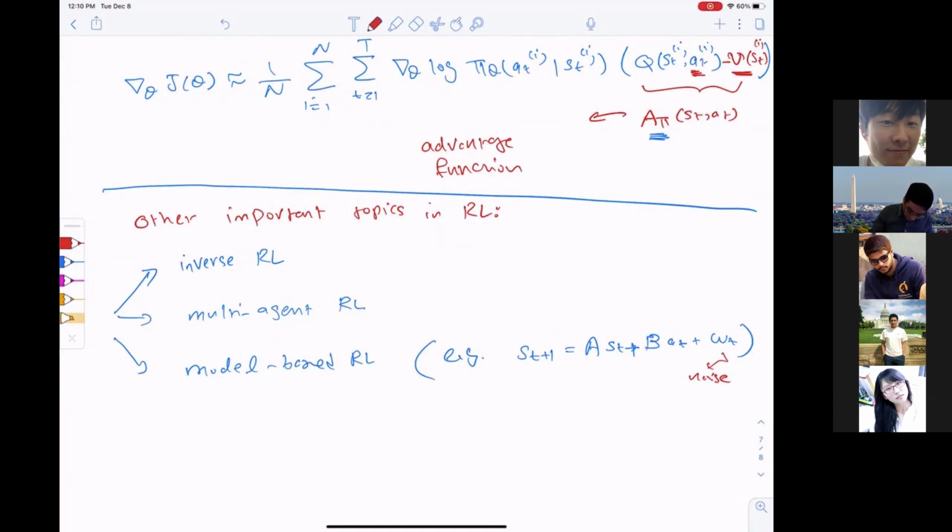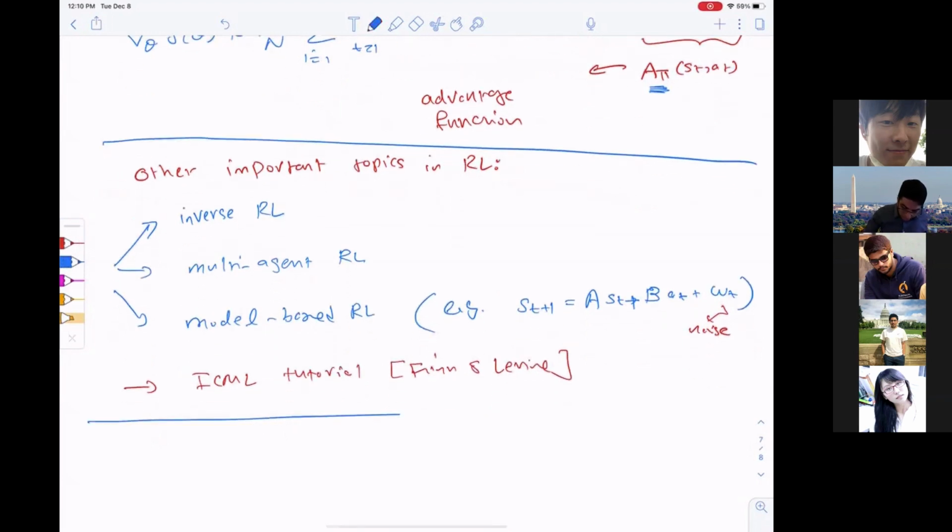As I mentioned before, some of these other, more advanced topics are covered in this ICML tutorial by Finn and Levine. And that's a good resource to study these topics a little bit further. All right, that is all I have for the reinforcement learning part. I'll pause here and see if there are any questions about the reinforcement learning material we covered today.